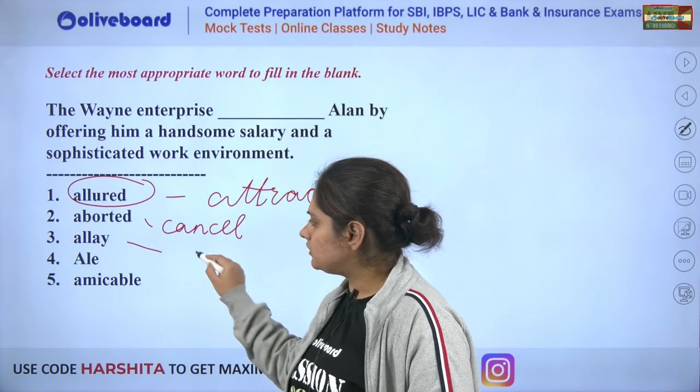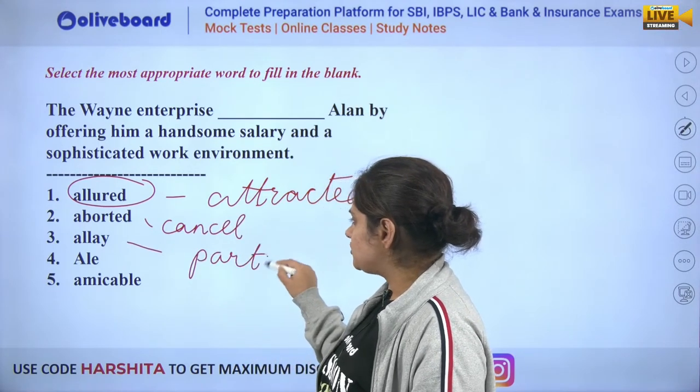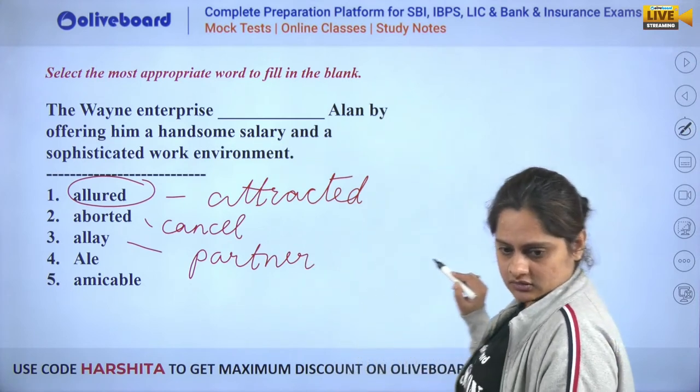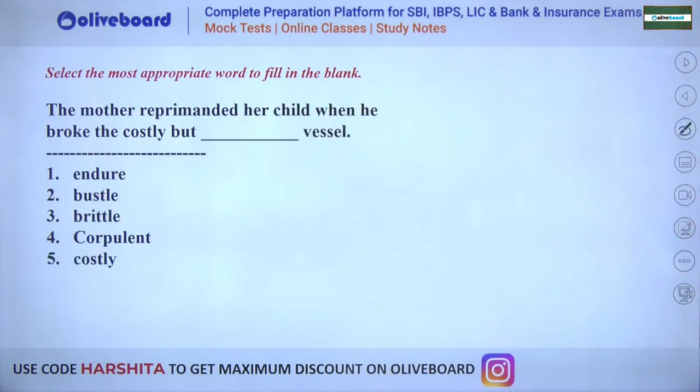Ally is your partner. Amicable is friendly. So, all these will not come, right? Cancellation is easy here. Next.